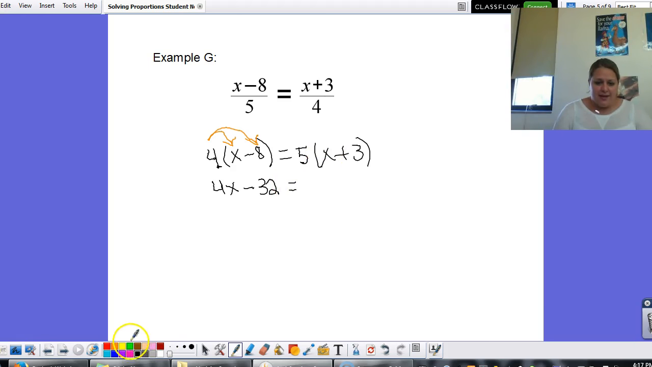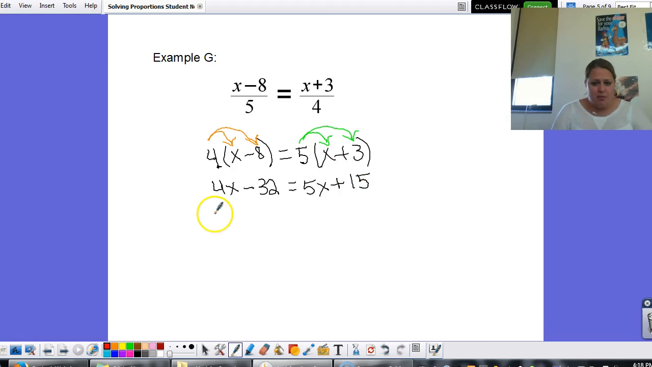Let's distribute again. 5 times x, 5 times 3. 5 times x is 5x. 5 times 3 is 15. So I'm going to bring that down as a plus 15 since it was positive. Then we get stuck because we have our variable on both sides of the equal sign, and it's hard to isolate it when it's in two places.